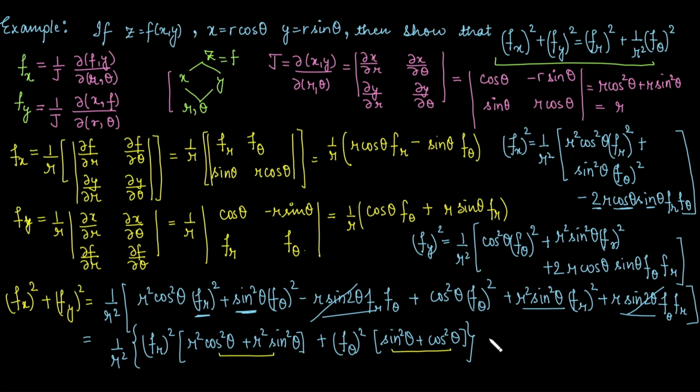This is again 1. We can write 1 by r square into partial derivative of function with respect to r whole square into r square plus partial derivative of function with respect to theta whole square. Simplify this, that is equal to partial derivative of function with respect to r whole square plus 1 by r square partial derivative of function with respect to theta whole square, and that is equal to right hand side term.